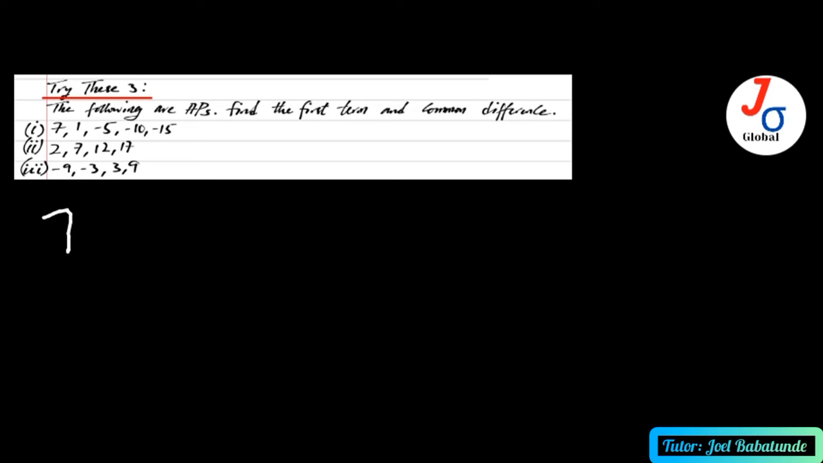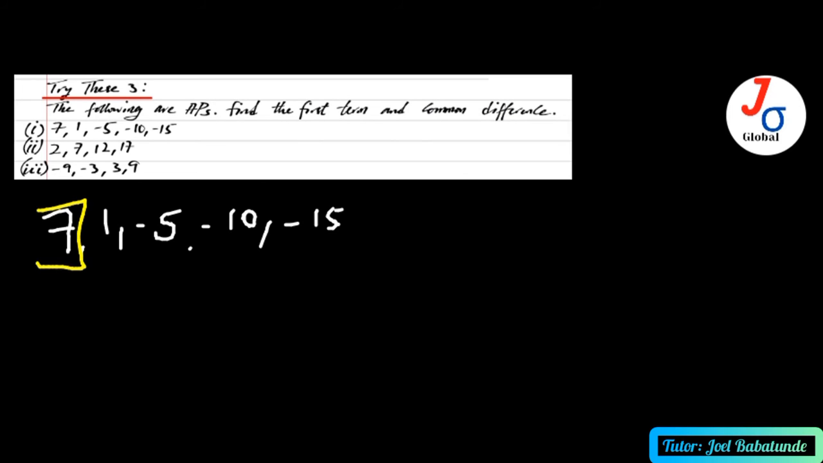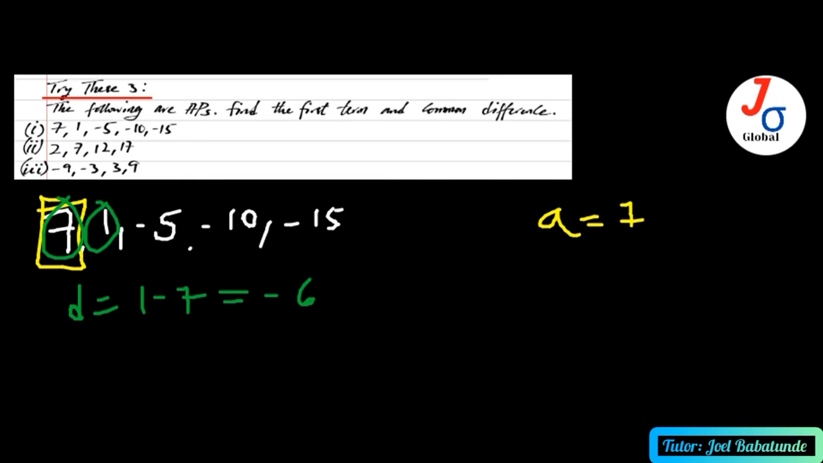We have 7, 1, then minus 5, then minus 10, then minus 15. Okay, so what is the first term? This is the first term. So A is equal to 7. So what's the common difference? The common difference is D, and that has to be 1 minus 7. That's 1 minus 7, and that's actually minus 6.